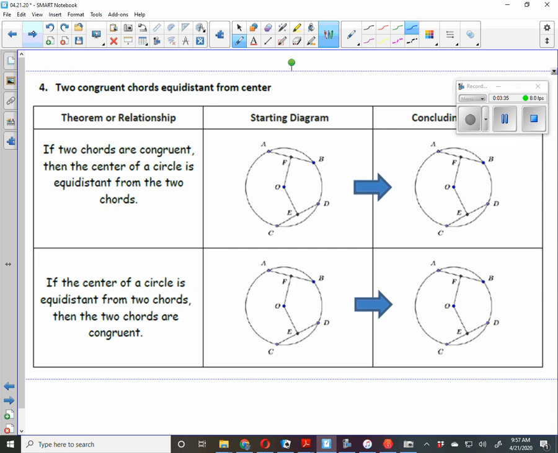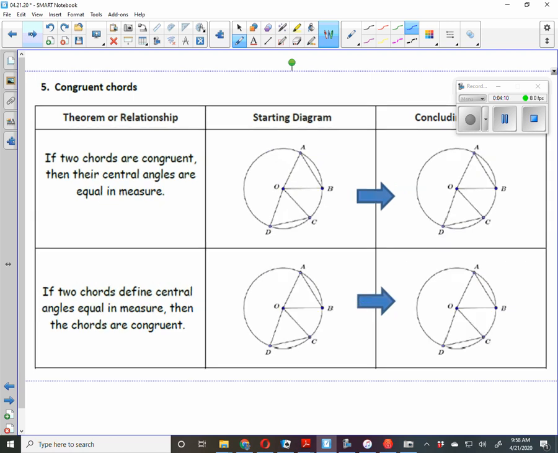If two chords are congruent, in other words, this chord here and this chord here are congruent, then over here, what do we know about the distance to those chords? We know that those are also congruent. If the center of the circle is equal distance to the two chords, so if they're saying if these are equal, then these chords here have to be equal, from there to there. These are our conclusions that we're drawing from these.